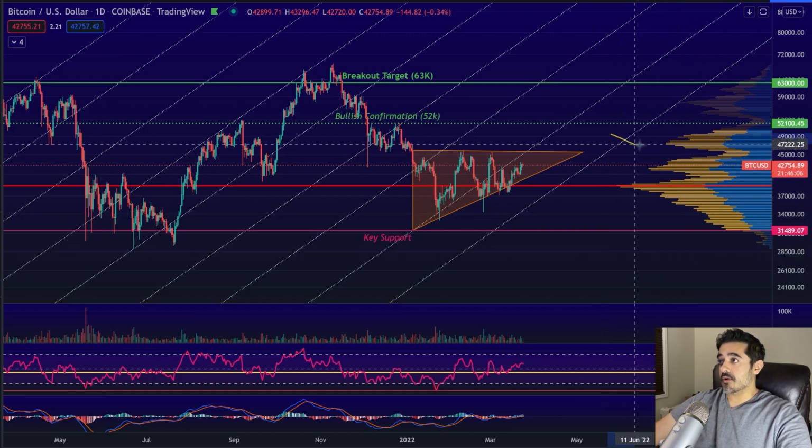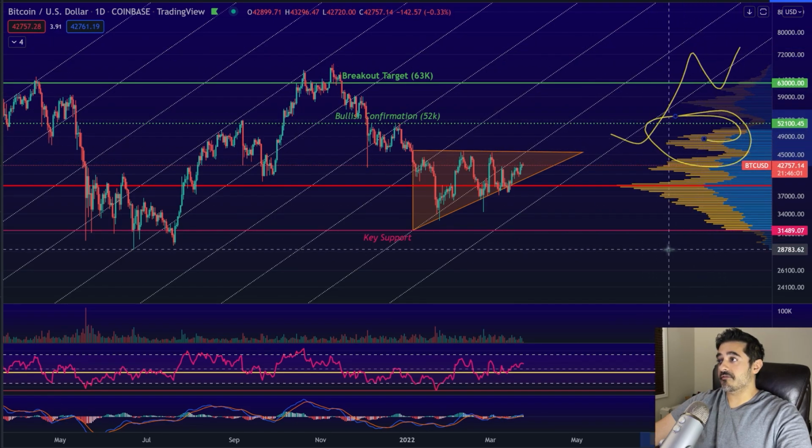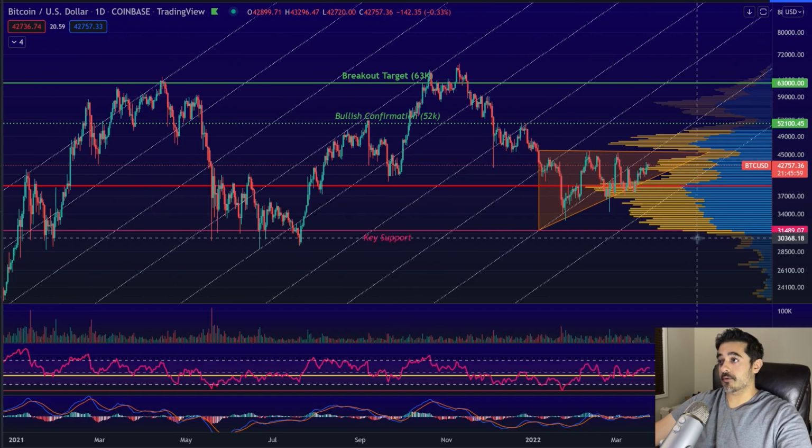And just imagine, as we're up above 60K at some point in the future, it's going to be unlikely that we drop below the 50 level because there's so much volume being put in there.